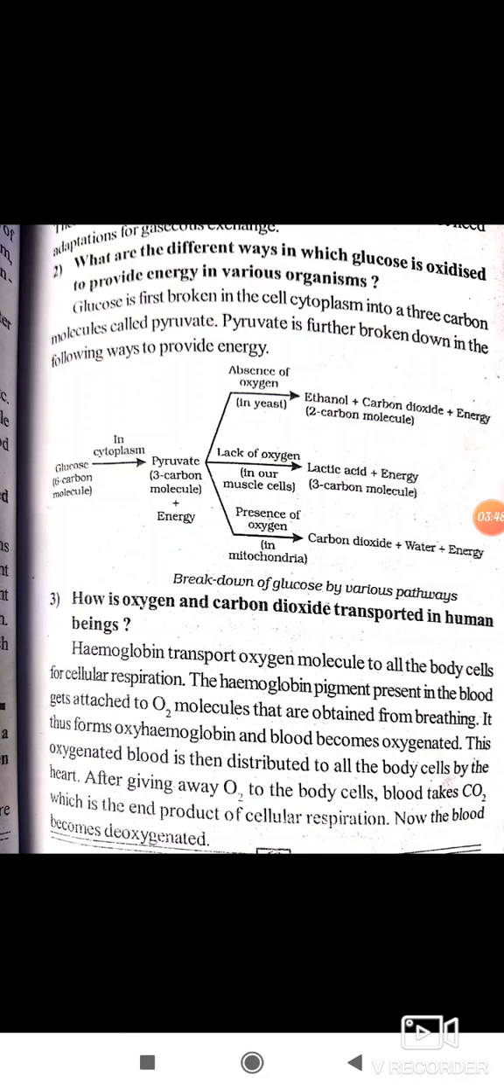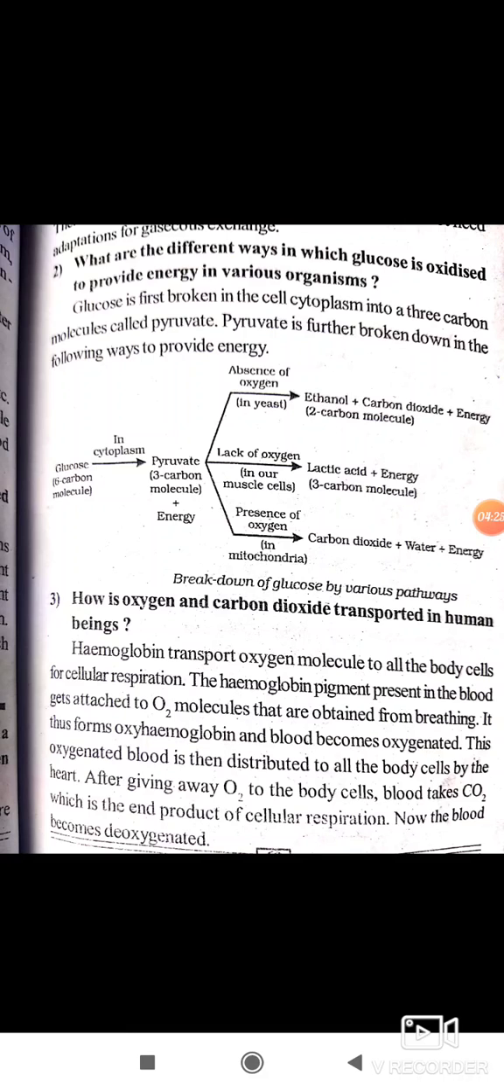In yeast, in the absence of oxygen, pyruvate is converted into ethanol, carbon dioxide and energy. Similarly, in our muscle cells, in the lack of oxygen, pyruvate is converted into lactic acid and energy. And in mitochondria, in the presence of oxygen, pyruvate is converted into carbon dioxide, water and energy.